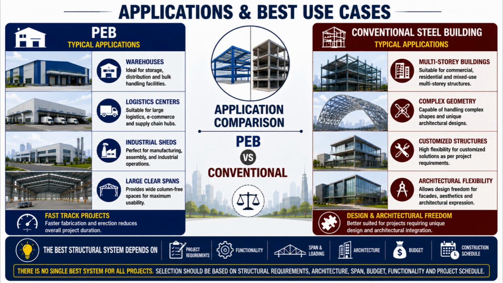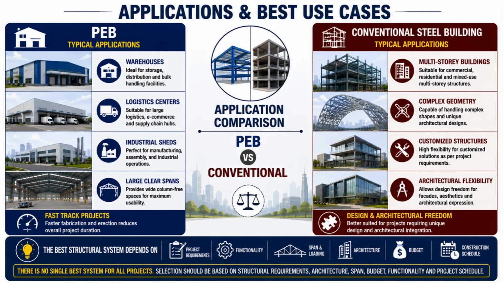Each system has its own ideal applications. PEB structures are commonly preferred for warehouses, logistics centers, industrial sheds, manufacturing facilities, and large clearspan buildings. They are especially effective where speed, economy, and functional space are key requirements.